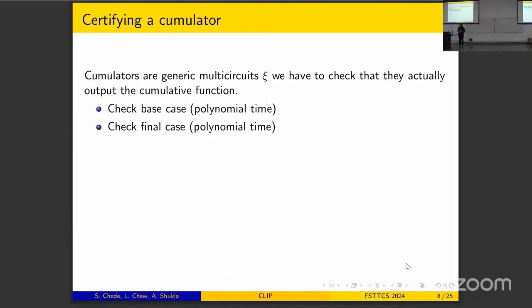But now, what was the catch? Well, it's not really a catch, but you have to be sure, right? I've presented a proof that this is true. But how will a system know? This cumulator is different from any random function. So we have to certify the cumulator. And the base case and final case are easy to check, because in the base case, if 0 is a model, the answer returned should be 1. If not, it should be 0.